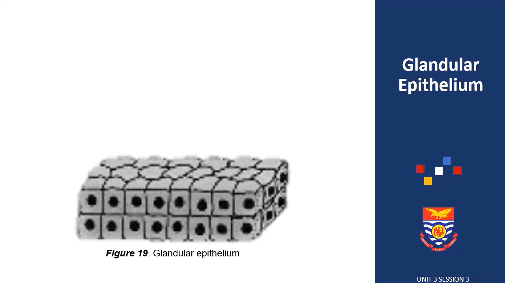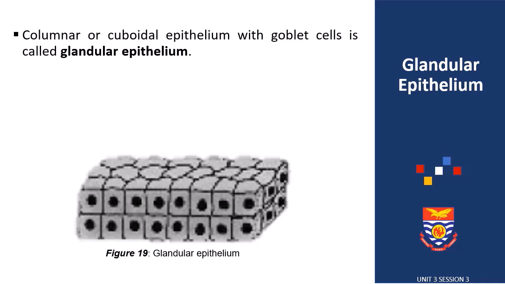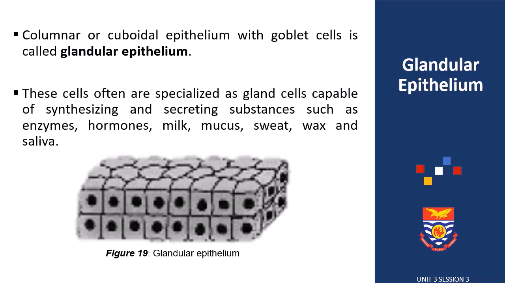Glandular epithelia are columnar and cuboidal epithelium that have globular cells, and these are collectively referred to as glandular epithelium. In these columnar and cuboidal epithelia, the cells are specialized as gland cells, and so they are able to synthesize and secrete substances which include enzymes, hormones, milk, mucus, sweat, wax, and saliva. Figure 19 shows a representative diagram of glandular epithelium.